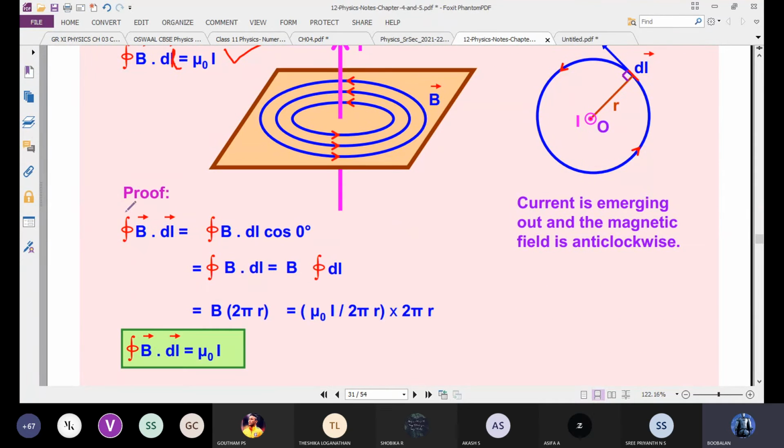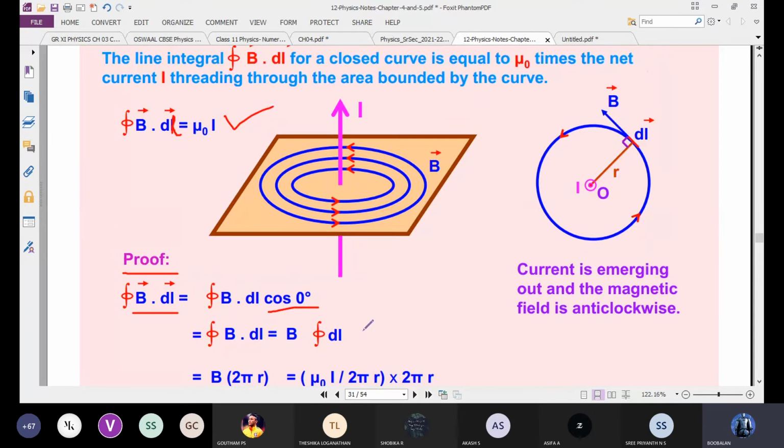Okay, so next, the proof for Ampere's circuital law. So closed integral B dot dl. It is a dot product, so you should take cos theta: B dl cos theta. What is the angle between B and dl? See, dl and r are perpendicular, but dl and B are at 0 degrees. For cos 0 degree, apply the value 1.